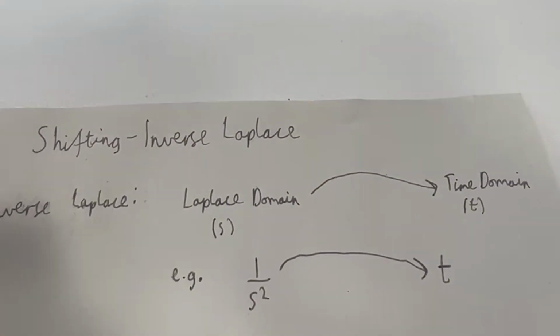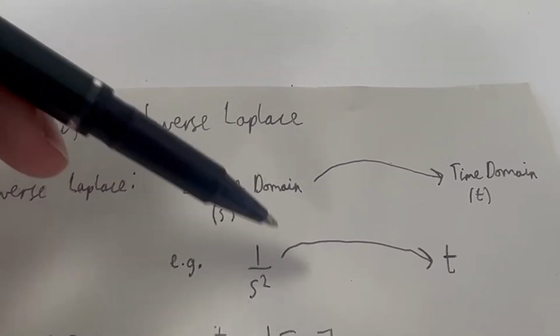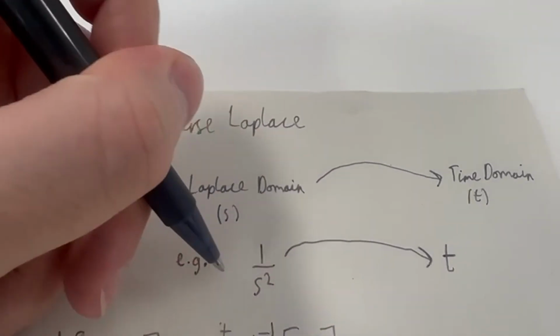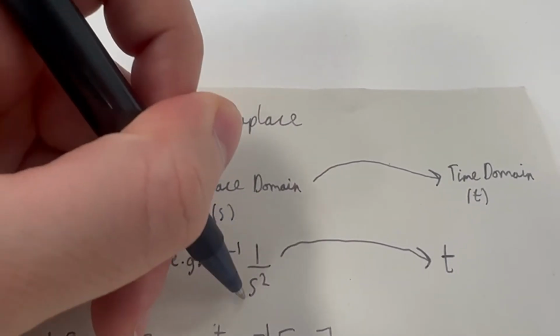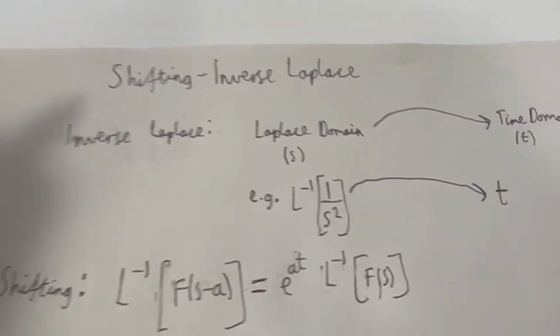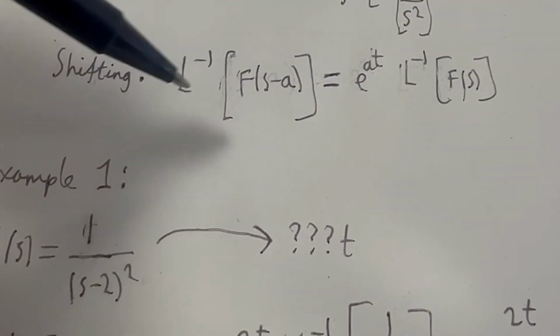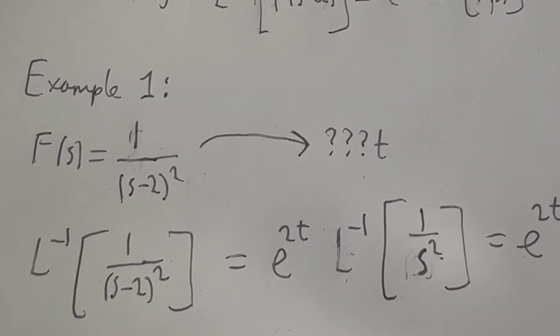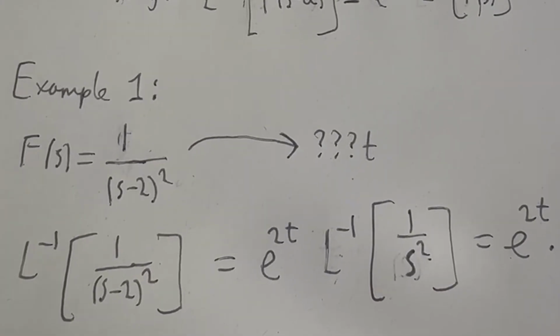For example, you can see this easily on your formula booklet, that if you have 1 over s squared, the inverse Laplace, which is usually done like this, becomes just t. So this may look confusing because there's a lot of different letters, but we'll go through a few examples and we'll show you how they can make solving these much easier.